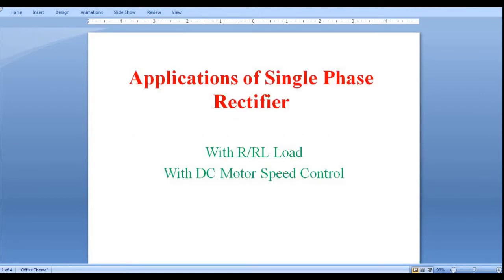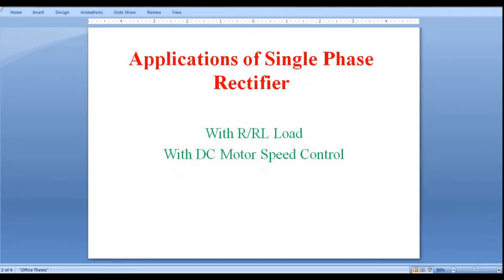See, already in the first video I explained to you about the different structures of rectifiers. So here I will explain the applications of those rectifiers. I have taken the controlled rectifier, the fully controlled rectifier with RL load and with DC motor speed controller. With this you can make a very small project for your graduate or undergraduate programs.